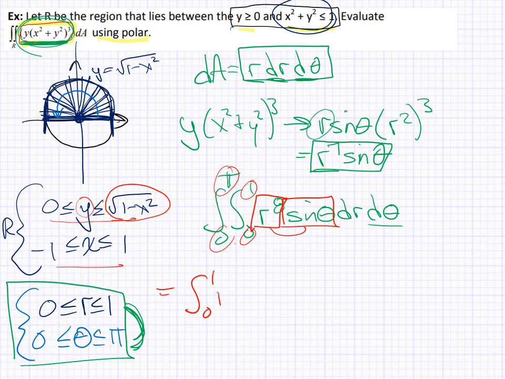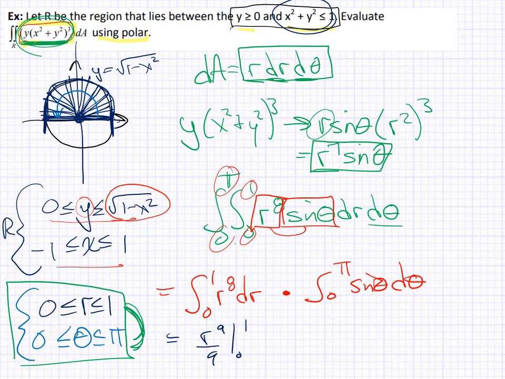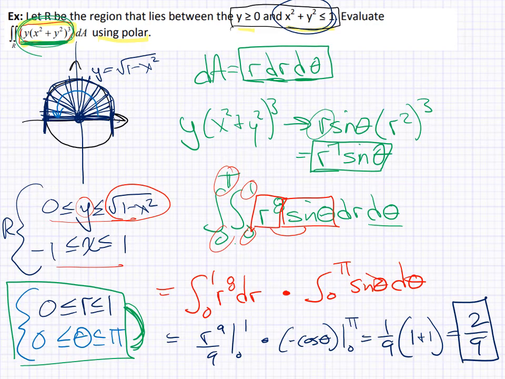So let me just do this instead. The integral from 0 to 1 of r to the 8th dr times the integral from 0 to pi of sine theta d theta. That makes it even easier, in which case this becomes r to the 9th over 9 between 0 and 1, times the integral of sine, which is negative cosine theta, between 0 and pi. Plug everything in, I'm going to get 1/9 times, cosine of pi is negative 1, so I would get 1. Cosine of 0 would be 1. Subtract the negative, I get plus. So then I get 2/9, and there's my answer.